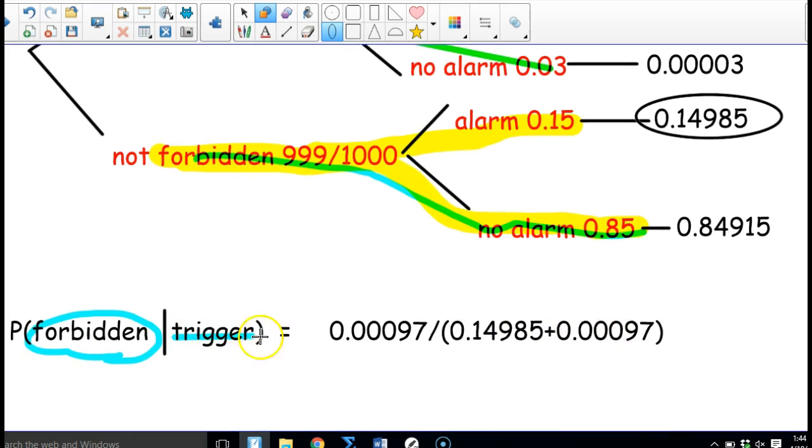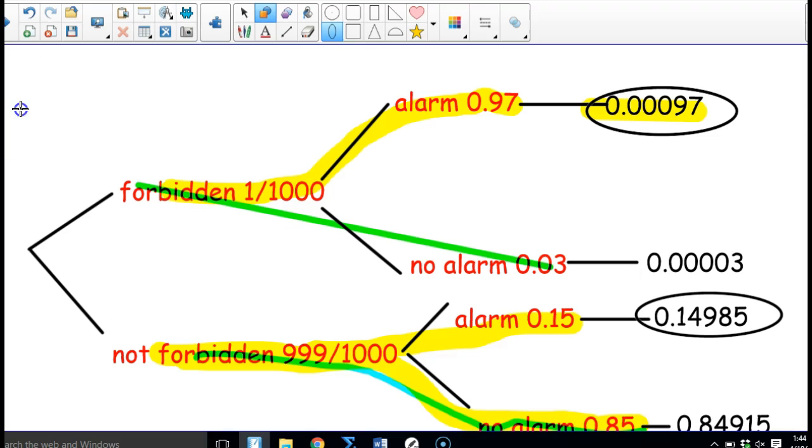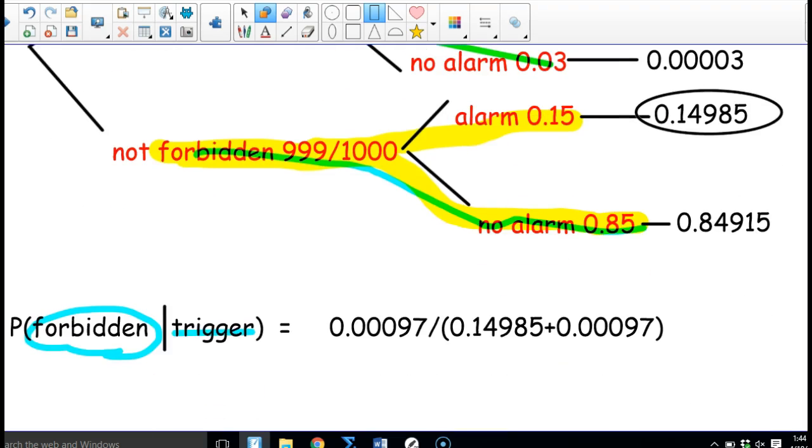So out of all the ways that I get triggered, or I can trigger the alarm, I want to know what's the probability that it's also forbidden and trigger. So that's what I need to look for, and that is right here. That's my numerator. When I multiply that out, I get the letter B, 0.0064.